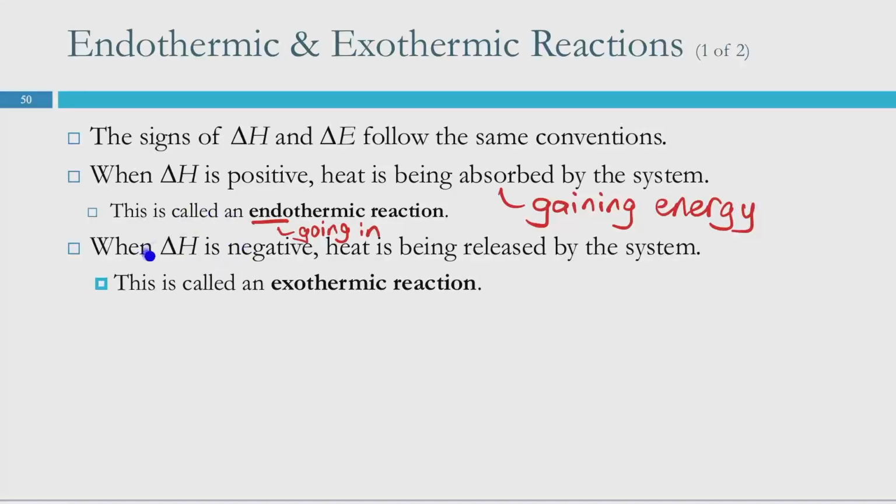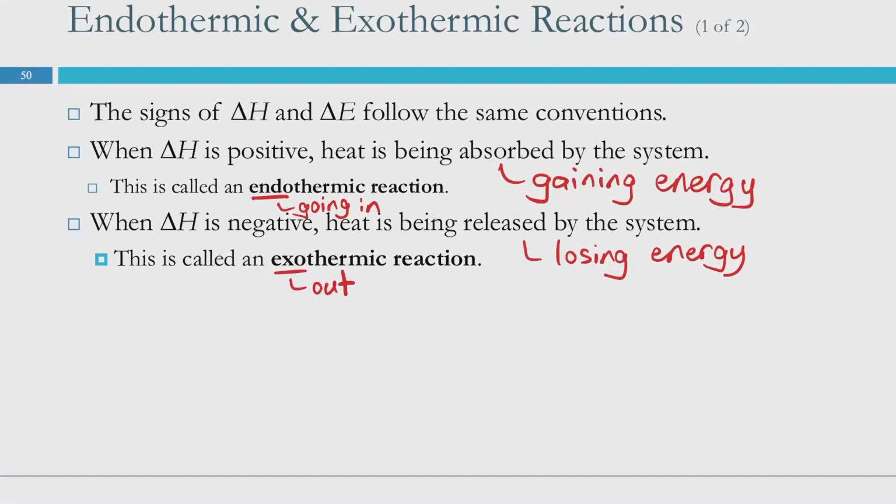When delta H is negative, heat is being released by the system. It is losing or emitting energy. And we call that an exothermic reaction, exo meaning out. So heat is being released. Exothermic would be like combustion reactions, where they produce heat. That's usually why we do combustion reactions, to make heat to give to something else.